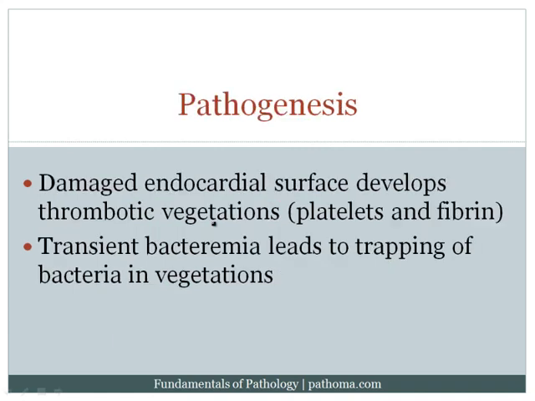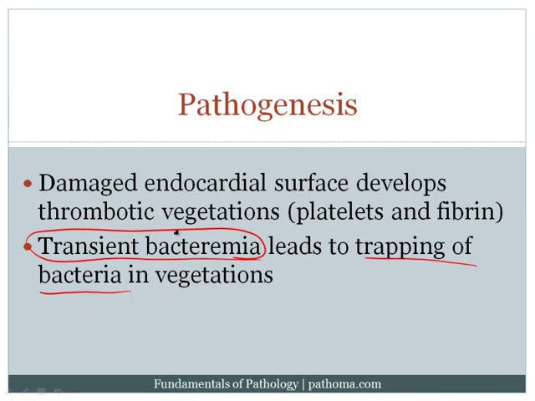Now the pathogenesis is that because you've got a previously damaged valve, that damaged endocardial surface will expose subendothelial collagen and tissue factor underneath it. That then allows for the development of thrombotic vegetations, and those vegetations, of course, contain both platelets and fibrin. Now these vegetations act as a trap for bacteria whenever there's transient bacteria in the blood.